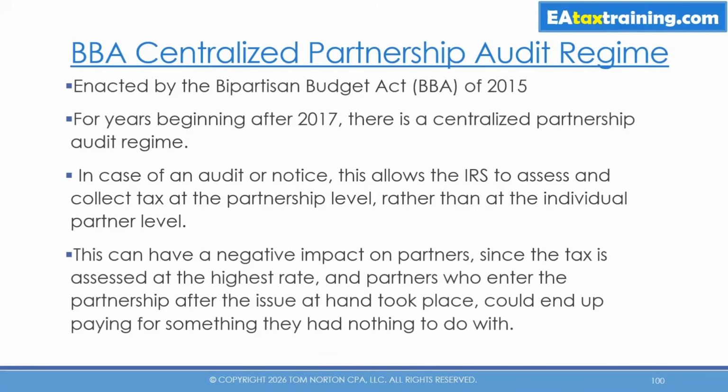Also, you could have partners who enter the partnership after the issue at hand took place. So they could end up paying for something that they had nothing to do with. So let's say you buy into a partnership in 2025. The partnership gets audited for its 2022 tax return, and the IRS says, yep, there's an amount due. You have to pay it at the partnership level. Well, now that partner who just bought in, they had nothing to do with 2022. But now they're having to pay tax. Part of their assets is being used to pay tax for something that happened in 2022. So it can be unfair.